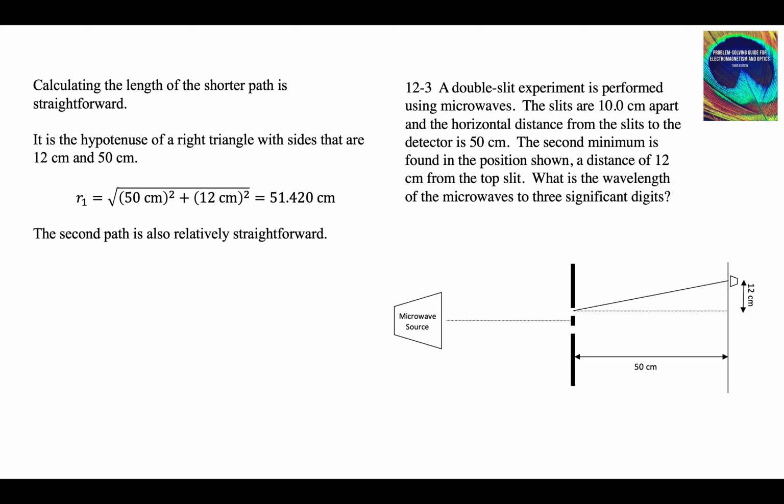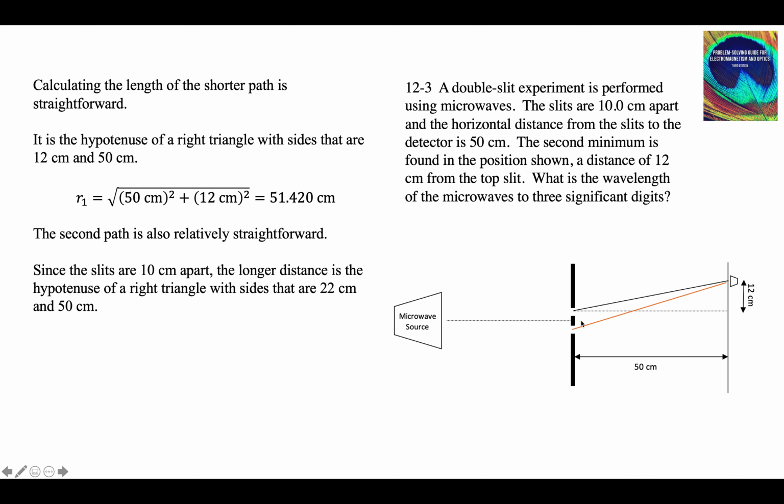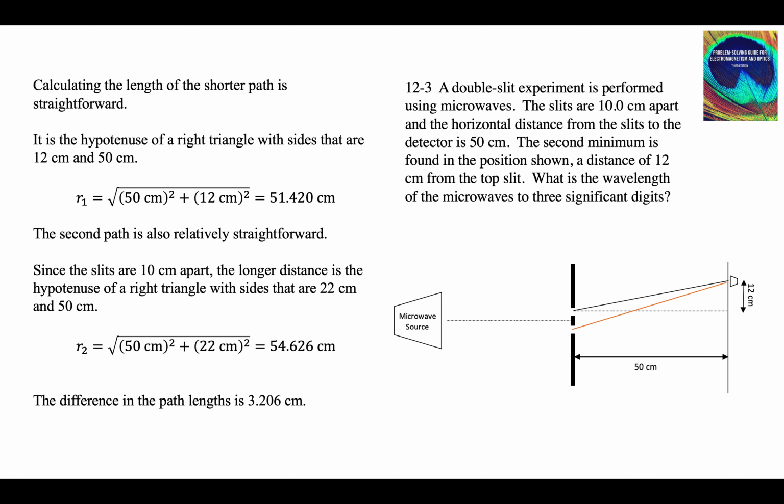The bottom one's pretty straightforward too, because the distance between the slits is 10 centimeters. That makes the total vertical distance 22 centimeters. So we have 50 centimeters, 22 centimeters. And there's that second path. That's a little bit longer. And I can draw an isosceles triangle and get the path difference. And we're going to calculate it. So it's 50 squared plus 22 squared, square root, 54.626. That's the long one. So we can just subtract them to get the path difference.